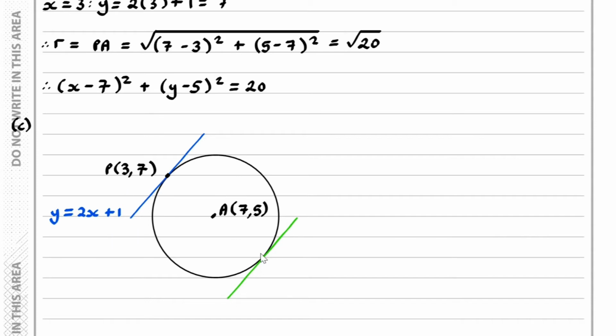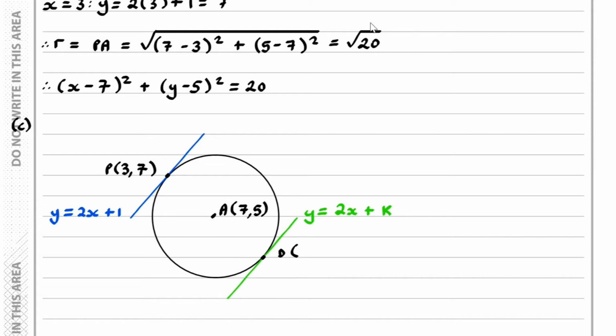And we've got this other line, y equals 2x plus k. Now, these lines are parallel to each other. Now, let's suppose that the tangent here intersects at this point. Let's call it D, say. How would we go about finding the coordinates of D?